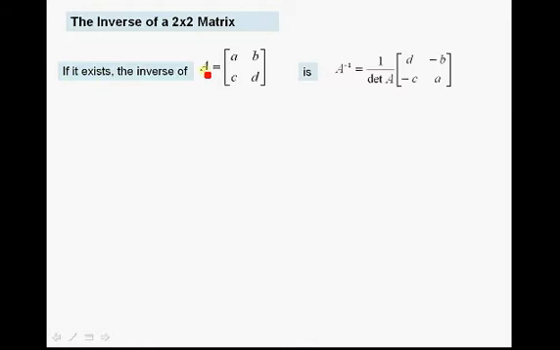So if it exists, the inverse of matrix A, right, with entries a, b, c, d, is 1 over the determinant of A times the matrix d, negative b, negative c, and a. So look, we know what a, b, c, and d are. So all we need to do to get this other matrix is to rearrange them and say, well, d will go here, and then this becomes negative b, this position becomes negative c, and this position just becomes a.